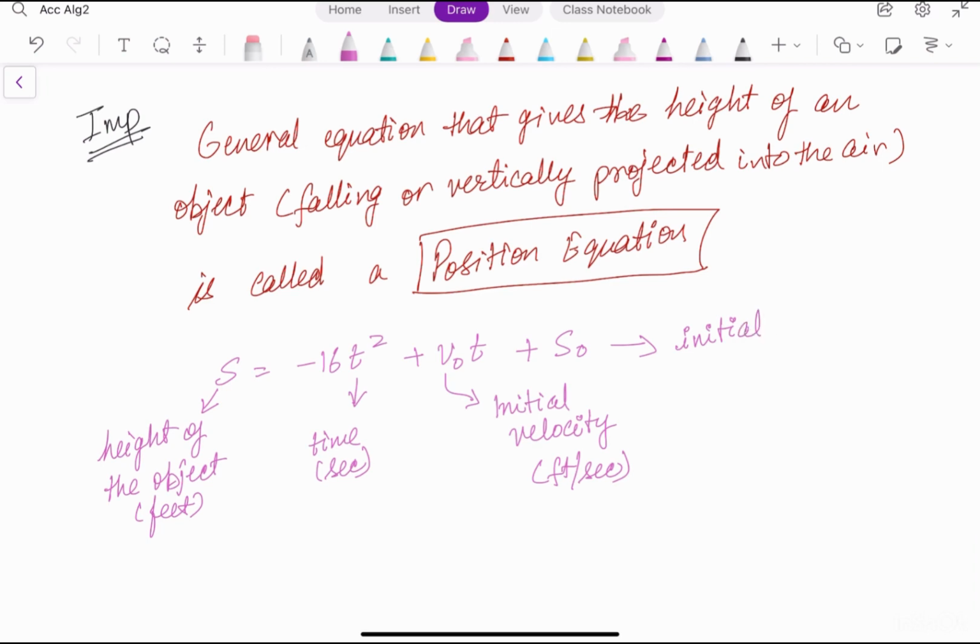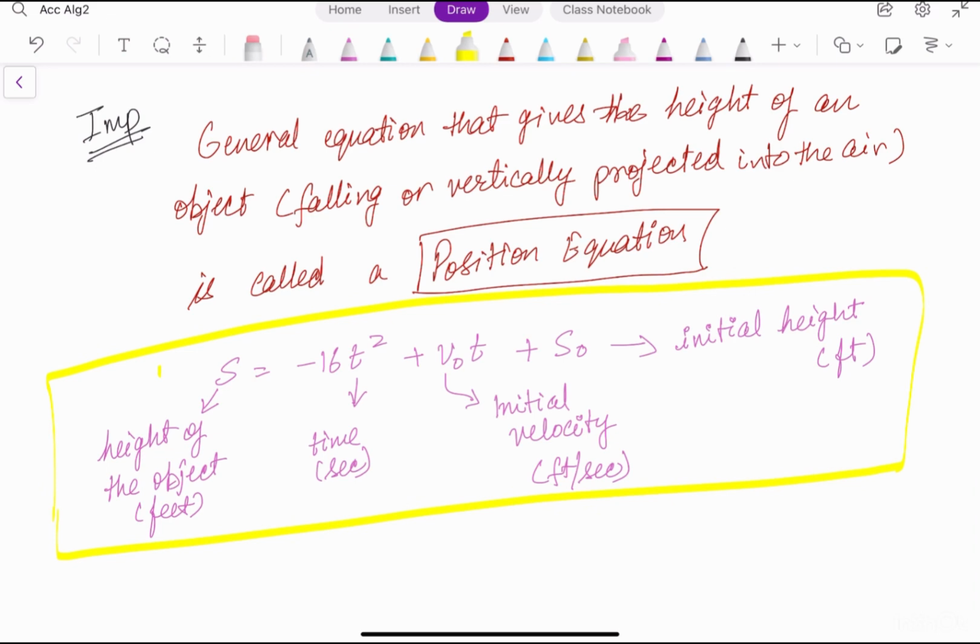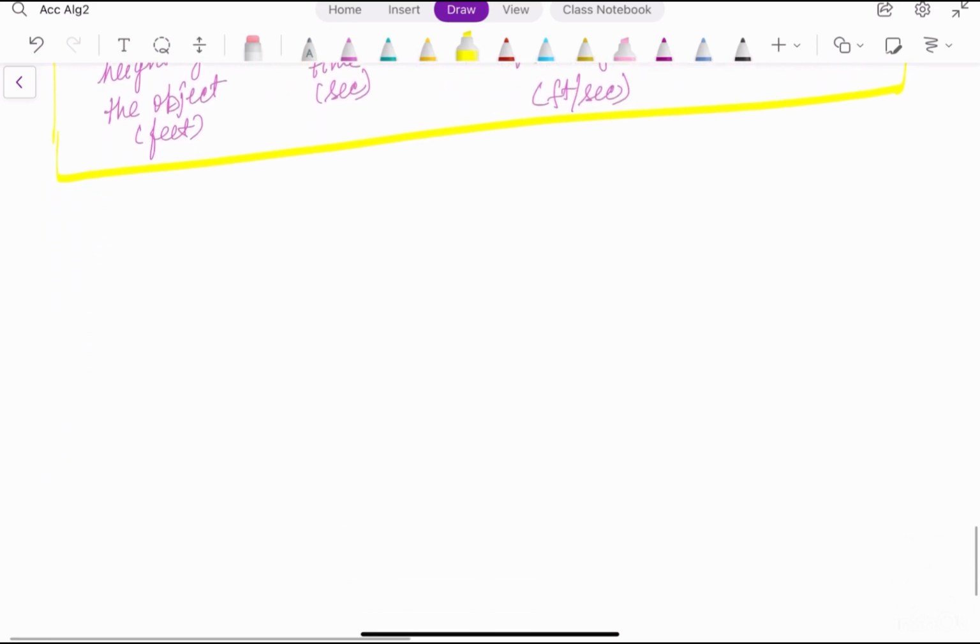Take a moment, write this down in your notebook because it will help you with more application problems. This is very important. Let me highlight it. You need to understand what everything represents, because if you know that, it is easier to understand the word problem clearly. Let's take one example.